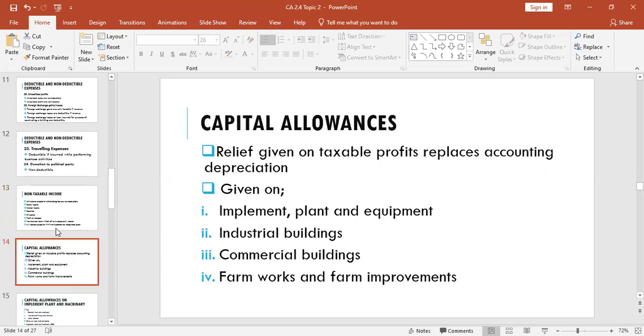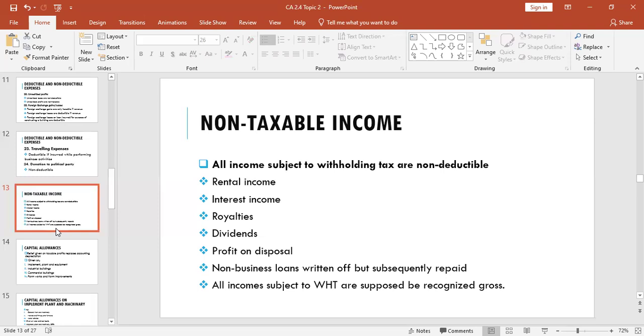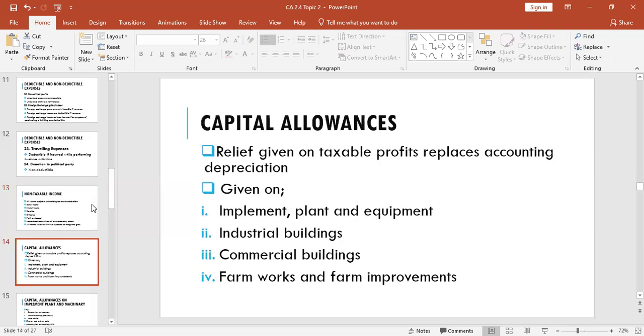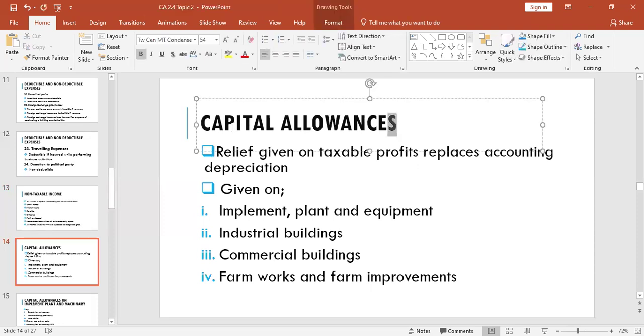Okay, so now, any questions so far? Okay, all right. So now let's look at capital allowances. We've looked at the taxable profit, and now we're going to look at the capital allowances.